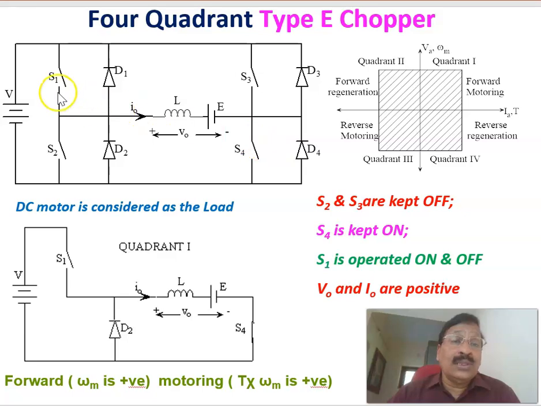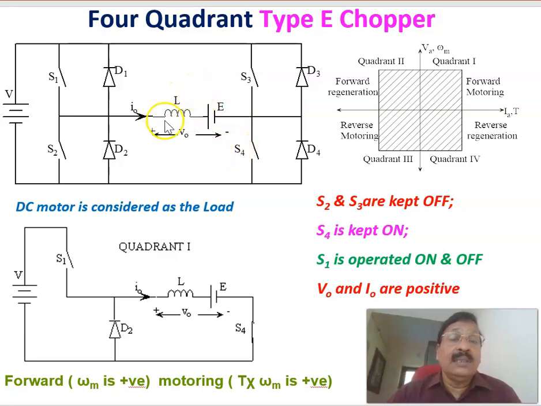There are 4 switches, marked here as S1, S2, S3, S4. These are all controllable switches, and across each switch there are feedback diodes: D1 across S1, D2 across S2, D3 and D4. There's a DC source voltage VS, and the load is connected between these 2 points. Normally we'll be considering a DC motor load here.